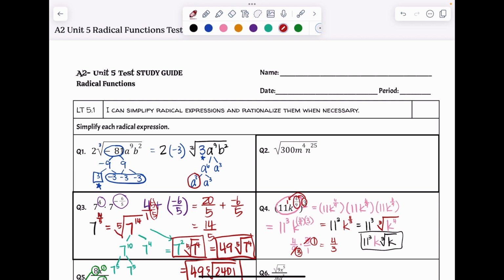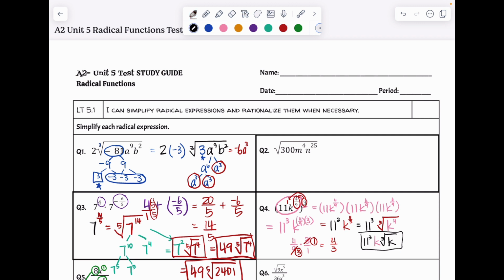This a to the 3rd power, each one of these makes a group of 3 a's. So I have 1, 2, 3 a's come out and play. So we have negative 6 a to the 3rd power.